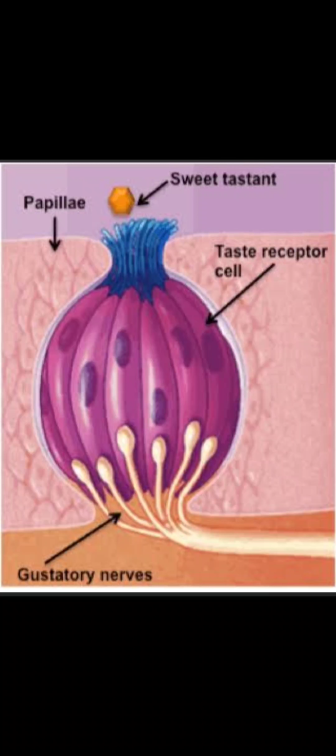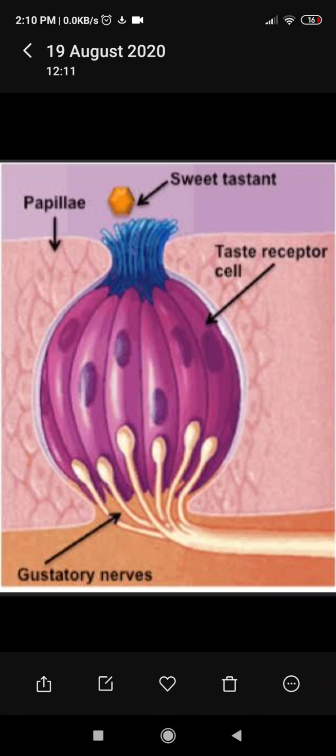So this is the taste bud. You can see here some of the bipolar cells and some of the supporting cells, and basal cells not shown here. So 3 types of cells are present in the taste buds: the bipolar neurons, which act as receptors for the taste, the sustentacular cells, which are supporting cells, and the basal cells, which act as stem cells.